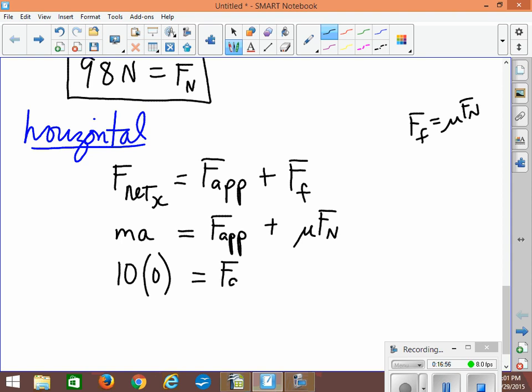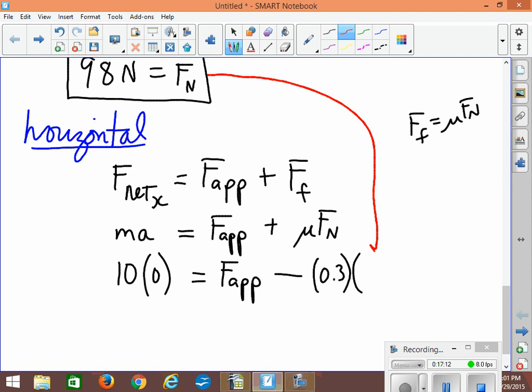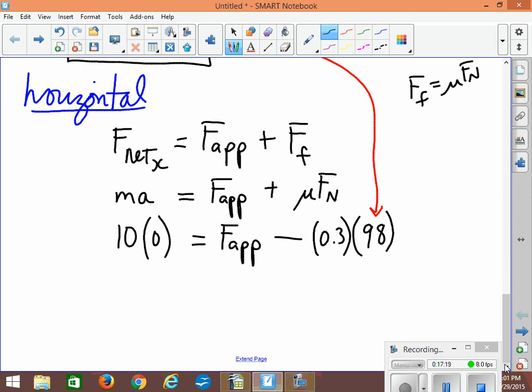F applied. Now, the friction force goes to the left, so I'll give it a negative. I'll put the 0.3 that was given to me as the mu value, and I'll borrow the normal force that I figured out up here in the first part of the question using the vertical forces, and I'll just put it down here as 98 newtons. And then I can do the rest of the math. So 0 equals F applied. Notice how this time everything disappeared except the F applied, which is what I'm looking to find.